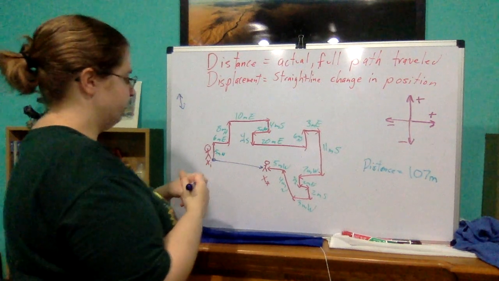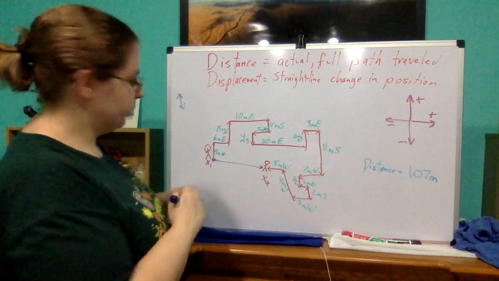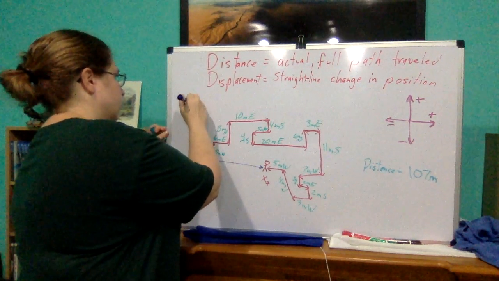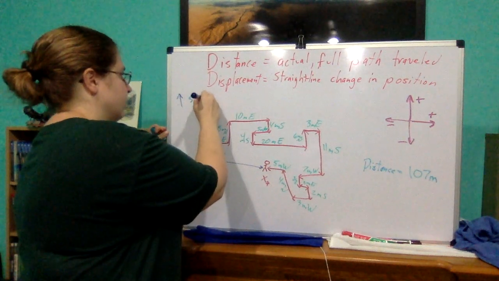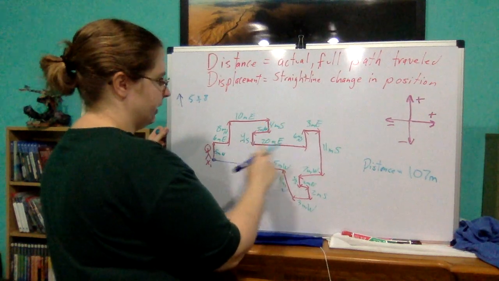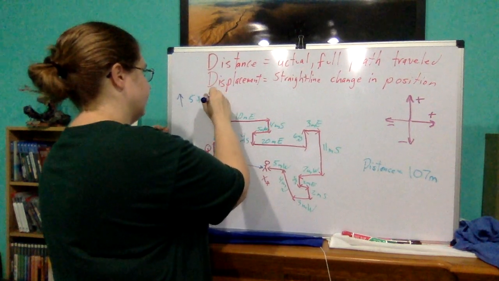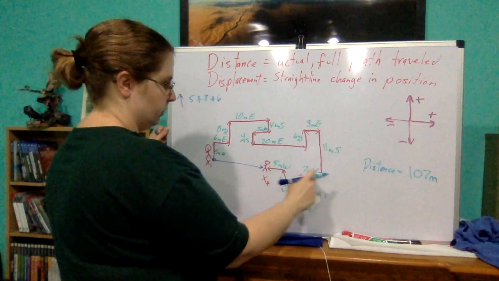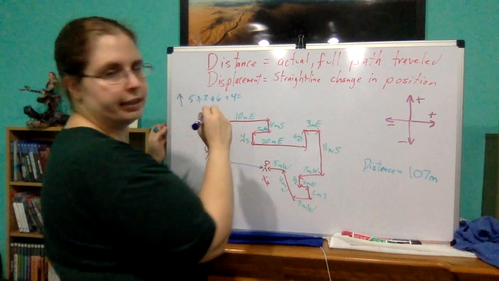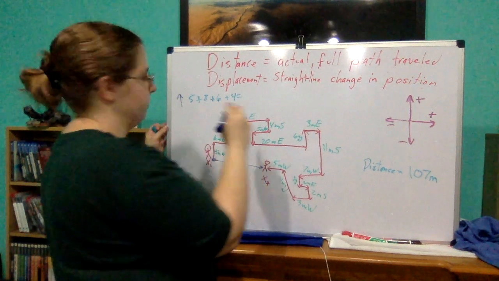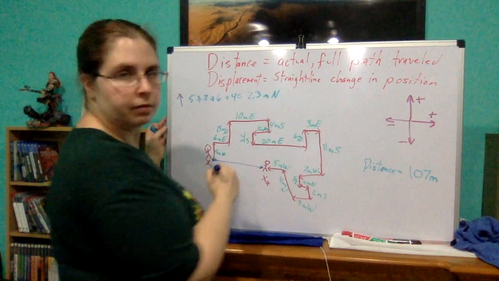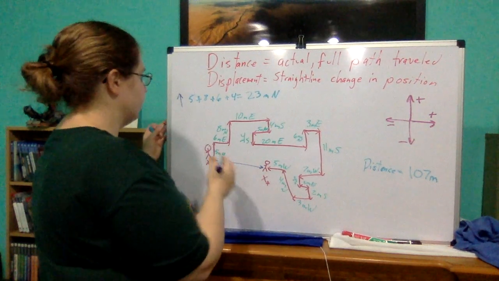What we are going to do is look at all the ups first. So we have 5, plus 8. So up, up, that's down, down, up, so plus 6. Down, down, down, up, plus 4 equals 23 meters north. All right, let's look at all the downs.